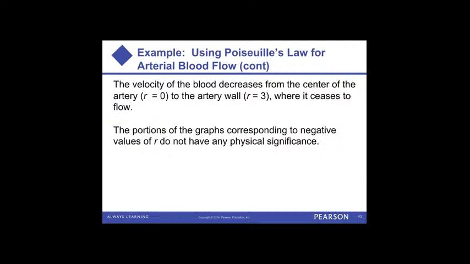The velocity of blood flow decreases from the center of the artery to the artery wall, where R is 3, where it ceases to flow. The portion of the graph corresponding to the negative values of R do not have any physical significance. Okay, so we're gonna let that be the end.